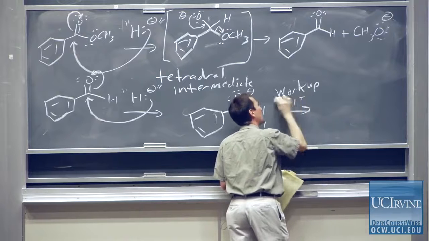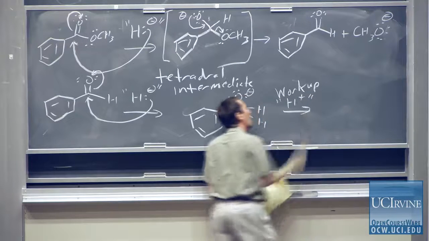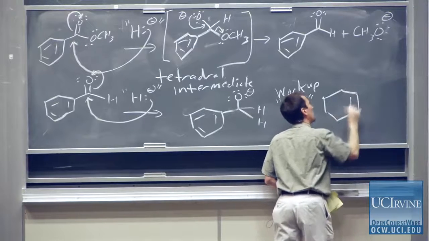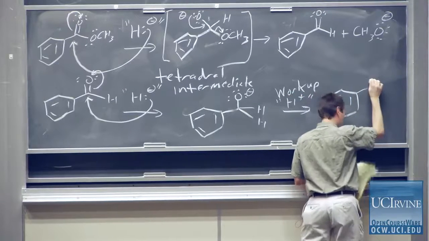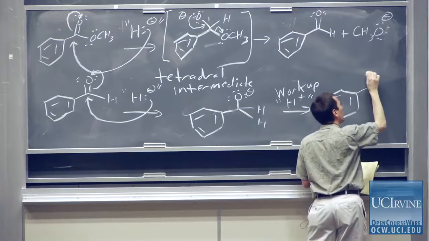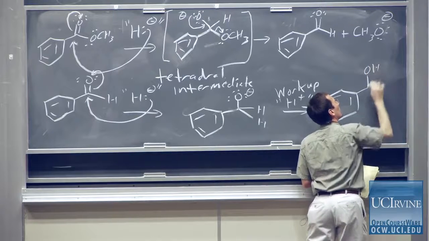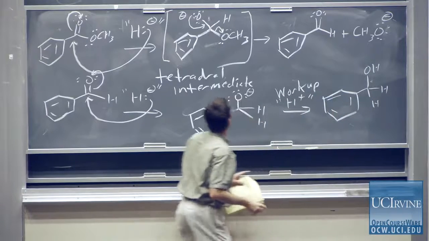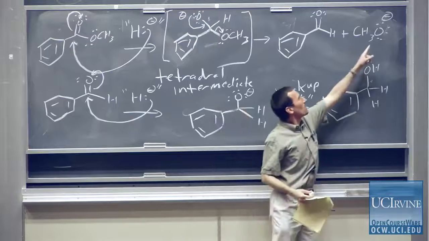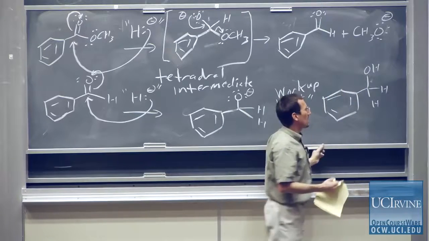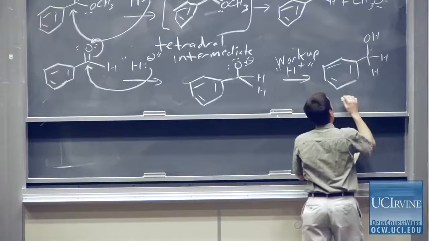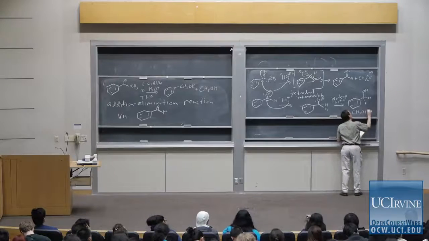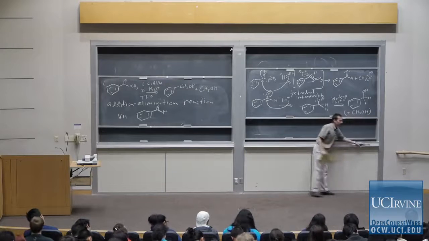I'll put this again in our sort of 30,000-foot view of H+. And the product of this reaction is benzyl alcohol. And the other product of the reaction is we'll also protonate our methoxide. So the other product of our reaction is methanol. And I'll just put that in parenthesis here.